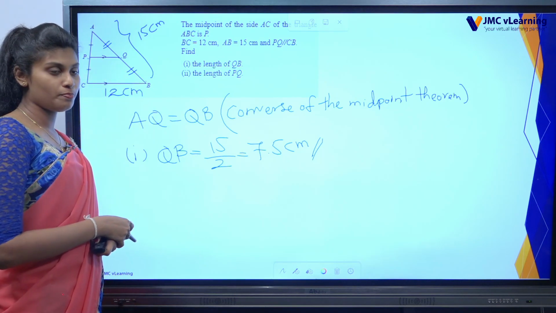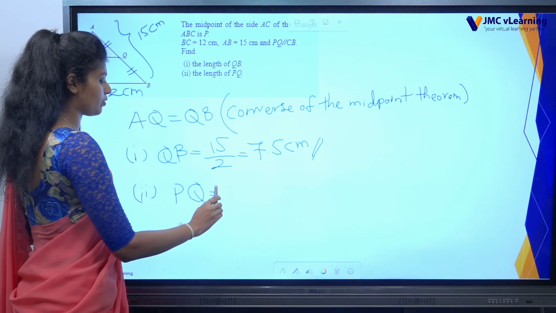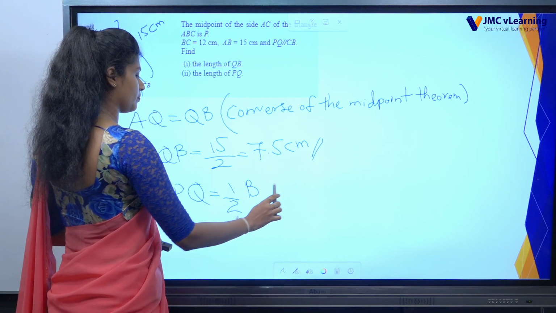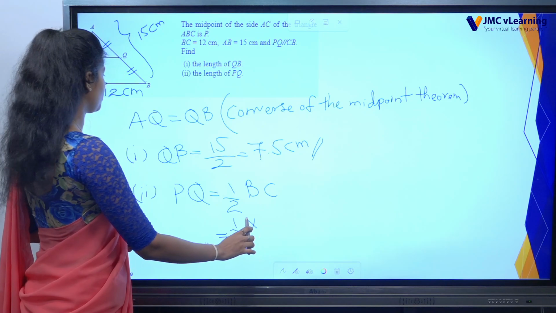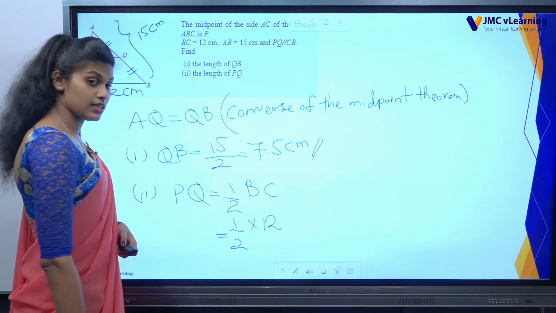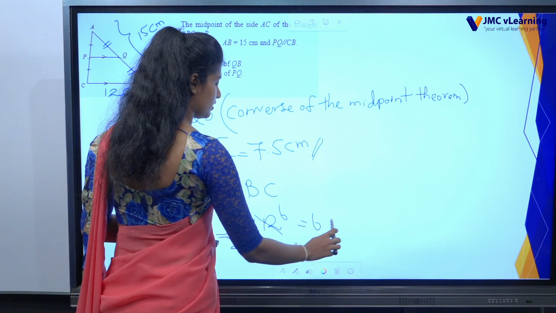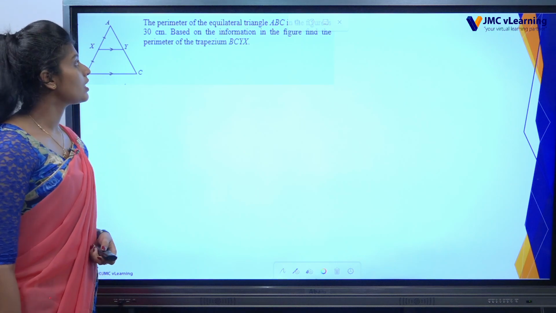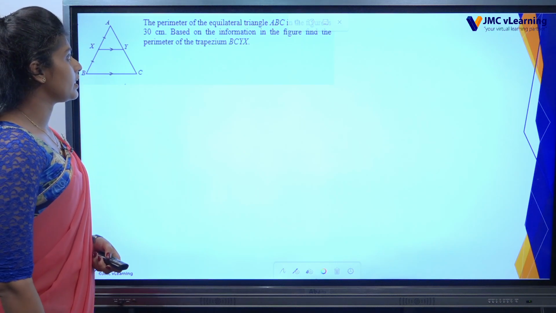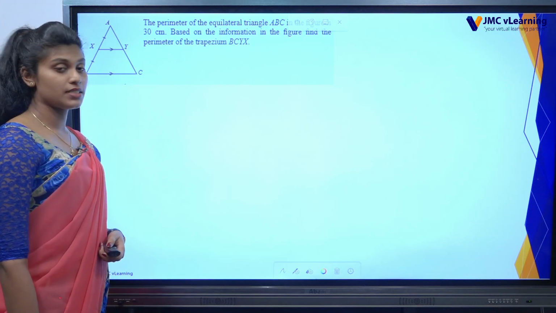Then we have to find the length of PQ. We know the value of BC. Then PQ is equal to half of BC. This is the midpoint theorem. Then BC length is 12. How much is the length of PQ? Let's divide it by 2. PQ length is 6 centimeter. That's the answer.